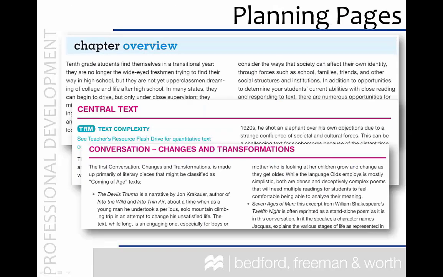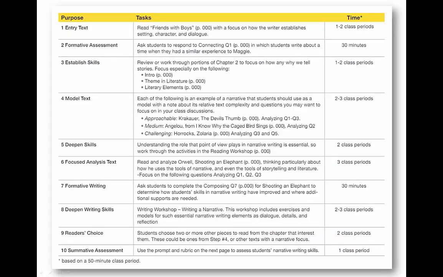Let's start with the planning pages that appear before each chapter. The planning pages provide you with a teaching guide for the chapter and include a chapter overview and overviews of the central text, conversation pieces, and workshops found within the chapter. After the overviews, we provide you with a unit planner and pacing guide. This is based on a 50-minute class period and provides you with a purpose, tasks, and how much time it should take for you to complete each task in your classroom.